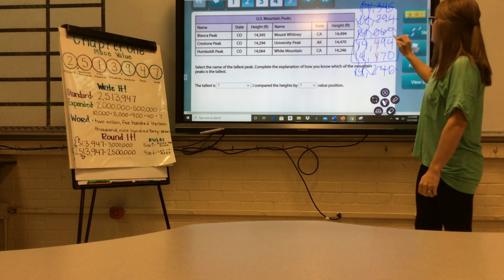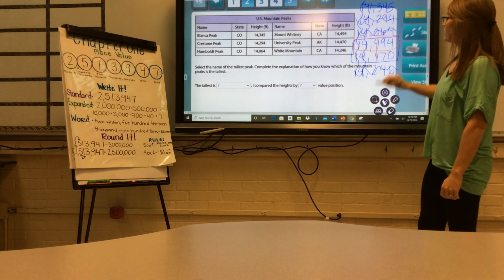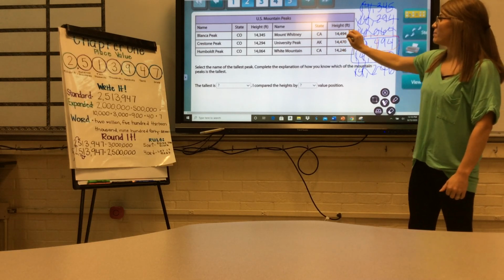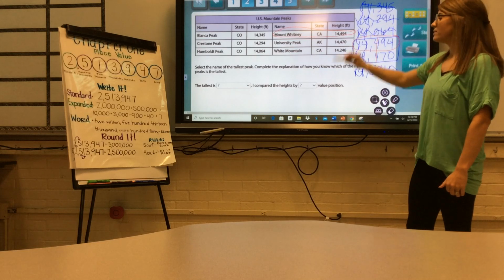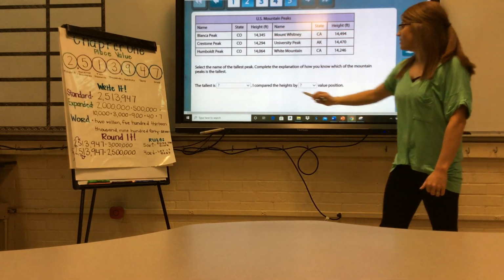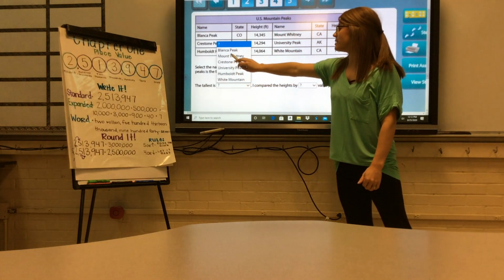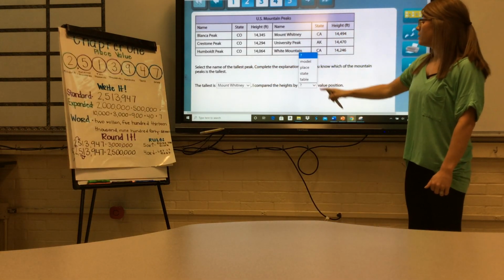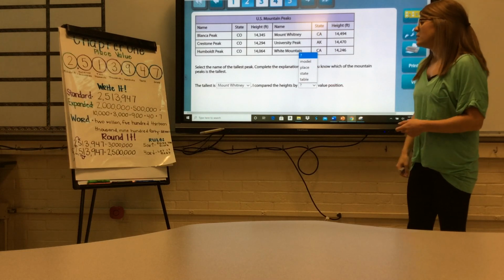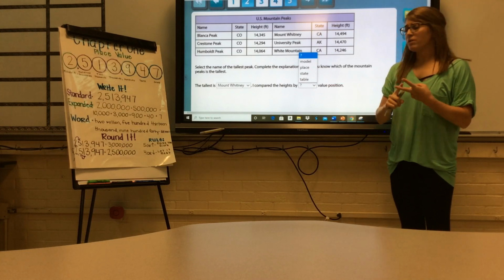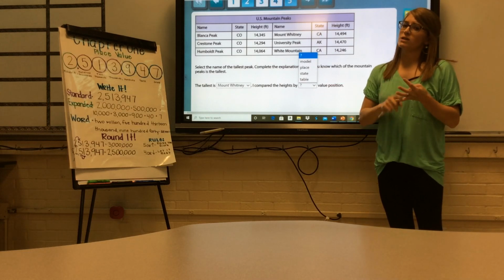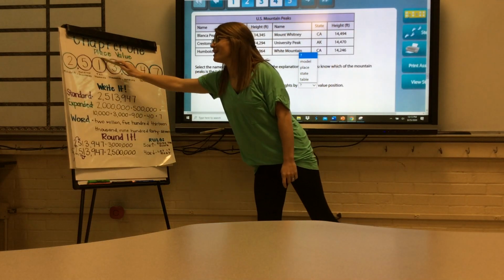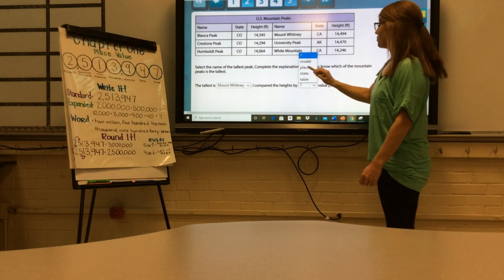Very good. So that means this mountain, 14,494 feet, is going to be our tallest mountain. And that mountain is Mount Whitney. So the tallest mountain is Mount Whitney. I compared the heights by blank value position. Do we use model value, place value, state value, or table value? Right, we use place value. Great job.